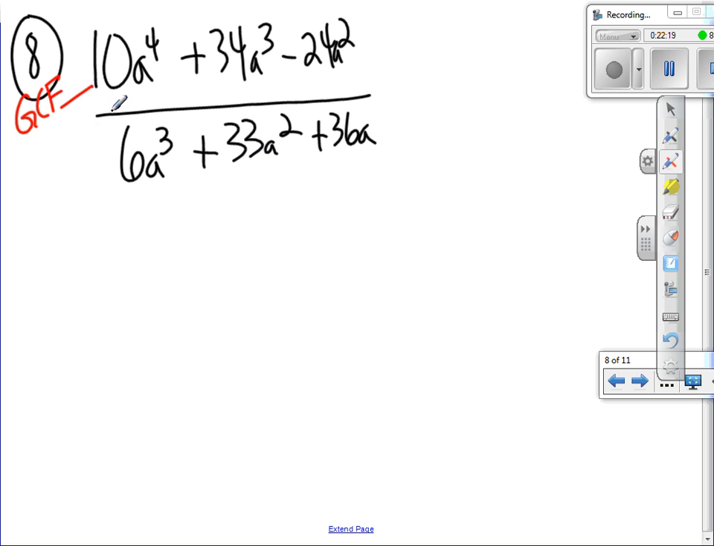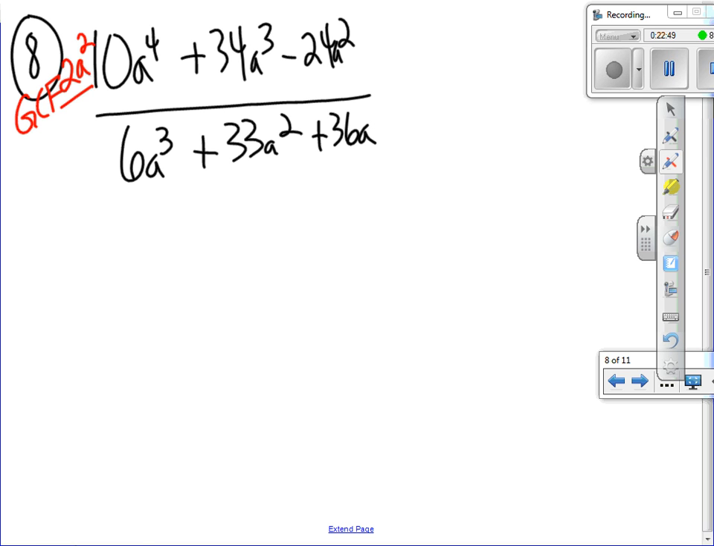So what's the biggest number that goes into 10, 34, 24? Did you say 2? I think you did. And kudos to you, that's correct. Now, how many letters can we take out? Go with the smallest exponent, 4, 3, 2. We can take out 2 a's. So in other words, that means a to the second power. How many factors of a can we take out? We can take out a squared. 2 factors of a.